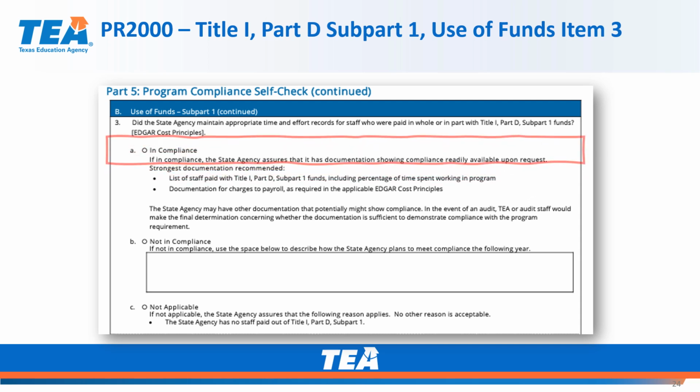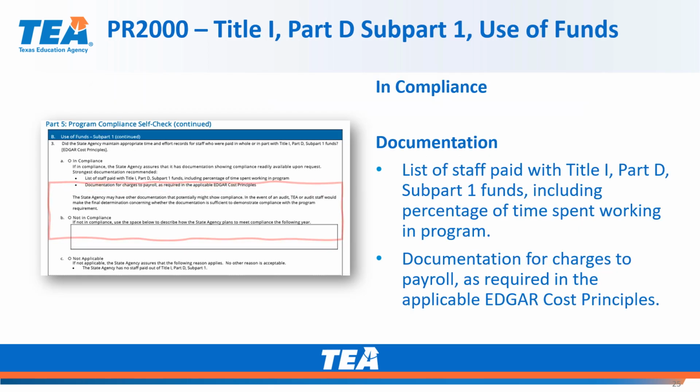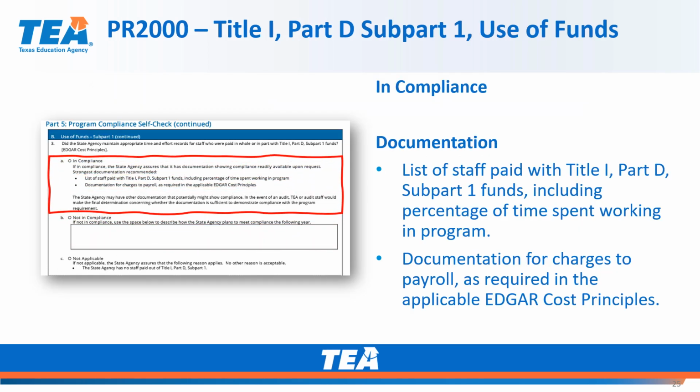Part 5B3 deals with the time and effort records for staff who were paid in whole or in part with Title I, Part D, Subpart 1 funds. The strongest documentation to show compliance with this requirement entails a list of staff paid with Title I, Part D, Subpart 1 funds, including percentage of time spent working in the program, as well as documentation for charges to payroll, as required in the applicable EDGAR cost principles.